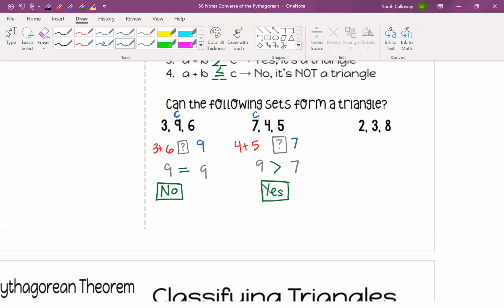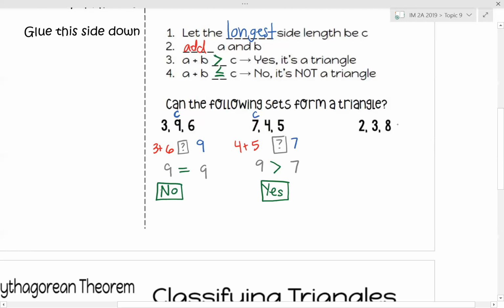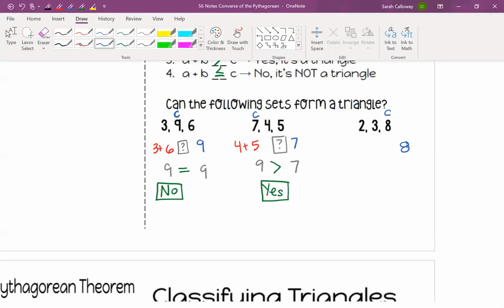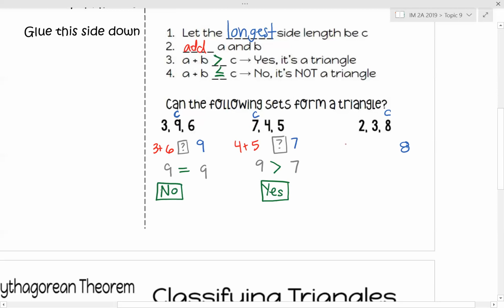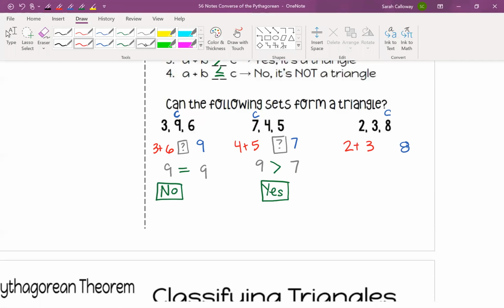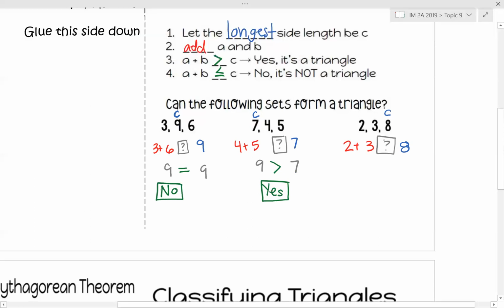And then our last example, we have 2, 3, and 8. 8 is the largest number, so that's what we're going to identify as the value for C. So we're going to place 8 by itself. And then we have 2 and 3 as the other sides, so we're going to add those two together and compare that sum to the number 8. We're determining, is it greater than, less than, or equal to? So 2 plus 3 is 5. 5 is smaller than 8, so this is less than. Since 5 is less than 8, no, these cannot form a triangle. That sum has to be greater than that third side.